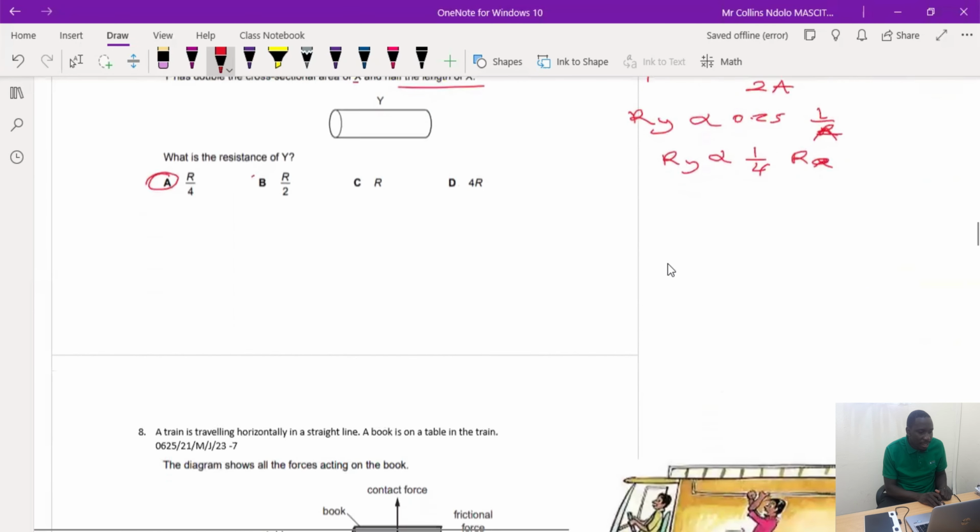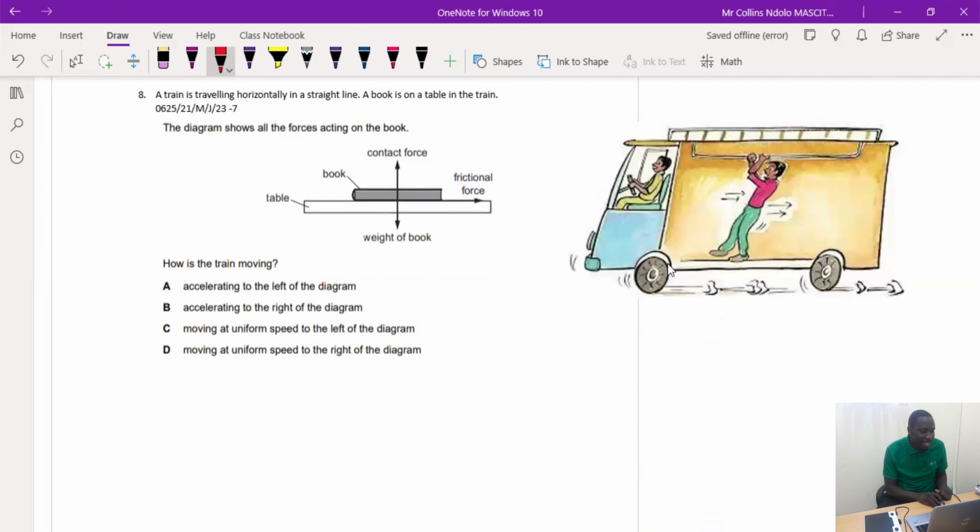All right, we've done number 7. So let's look at another challenging question that students cannot predict, or analyze keenly. So please, when you see questions like this, don't rush. Visualize it practically. A train is traveling horizontally in a straight line. A book is on a table in the train. The diagram shows all the forces acting on the book. How is the train moving?